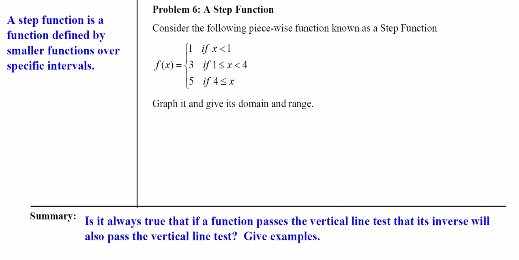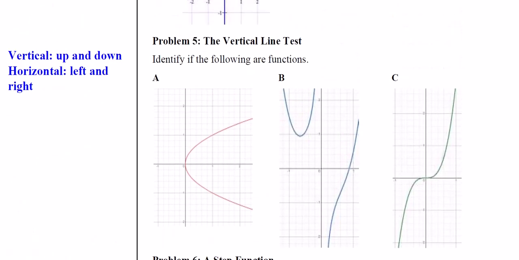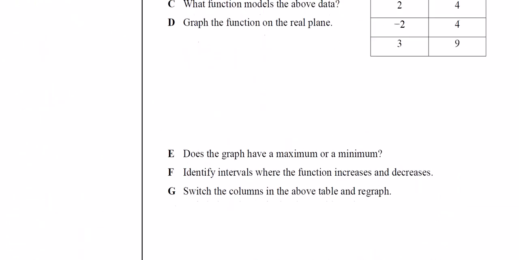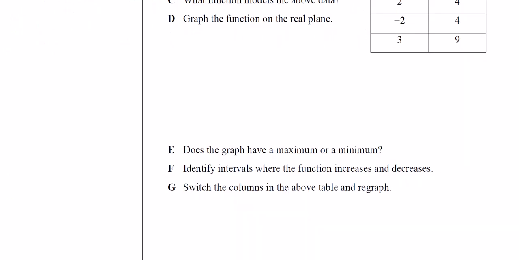For your summary, is it always true that if a function passes the vertical line test, its inverse will also pass the vertical line test? Give examples. And you might want to look at graph A in problem 5, because that looks familiar, right? That should look like what we did in problem 1. Give it a look. Great job, everybody.